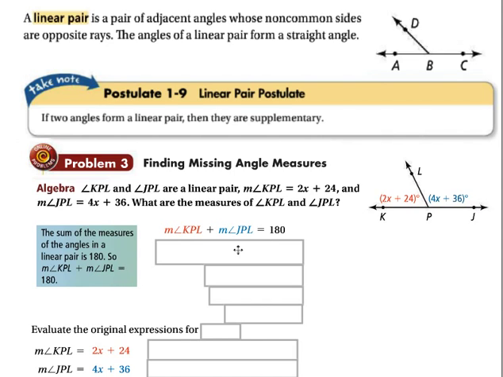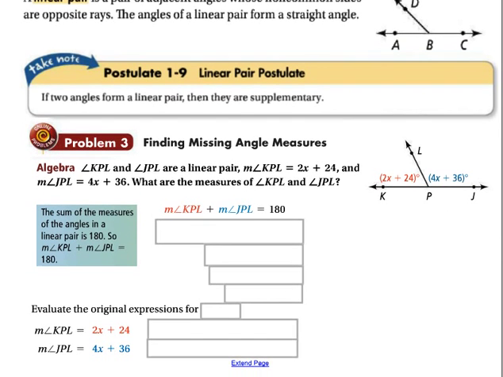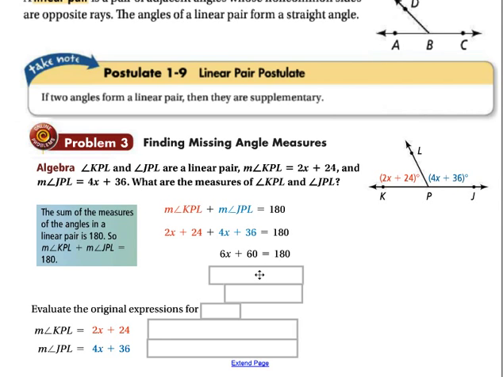That's our starting point. Then let's substitute in for each of these angles their algebraic expressions. So KPL is 2x plus 24, JPL is 4x plus 36. Combining our like terms of 2x and 4x gives us 6x. 24 plus 36 is 60, and that's equal to 180. Now we subtract 60 from both sides, and we get 6x equals 120. Dividing by 6, we get x equals 20.